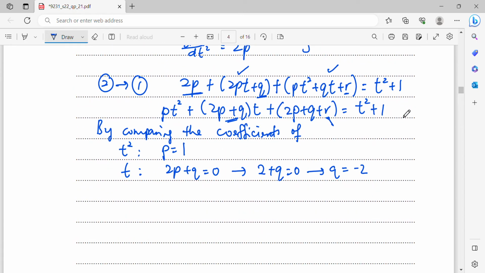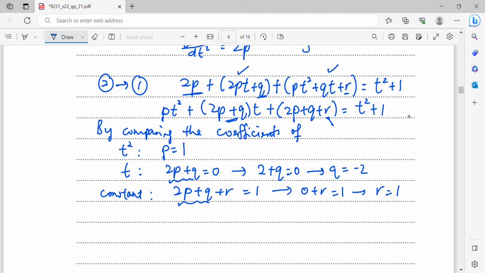Lastly, compare the constant. When I compare the constants, left hand side I get 2p plus q plus r, and that equals 1. Now, to get the r, just replace. You see here 2p plus q, that means it's 0. So I know that 0 plus r is 1. Therefore, my r is 1.